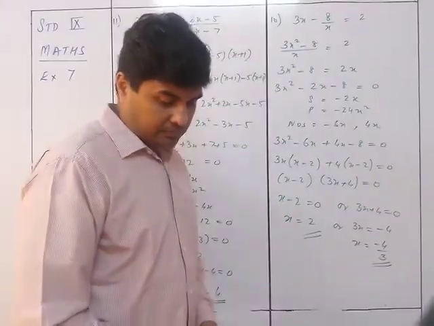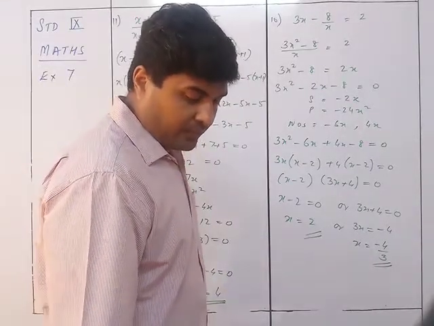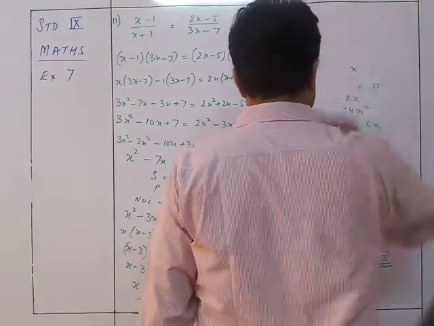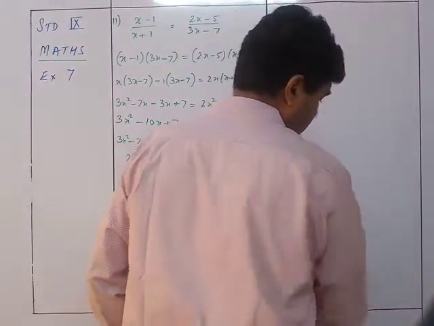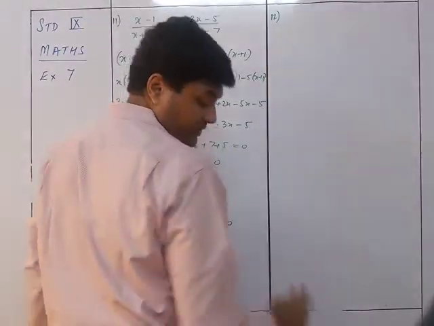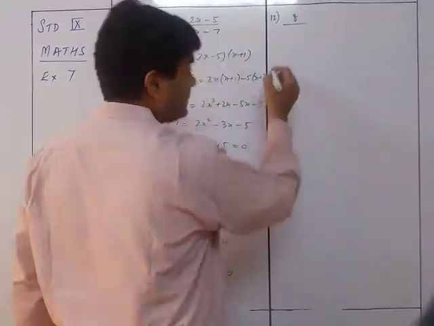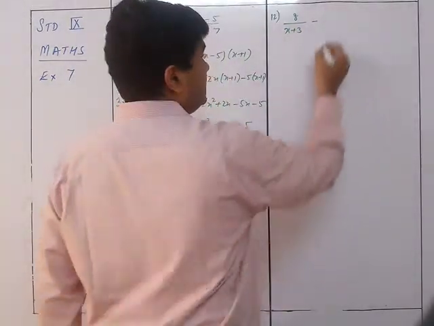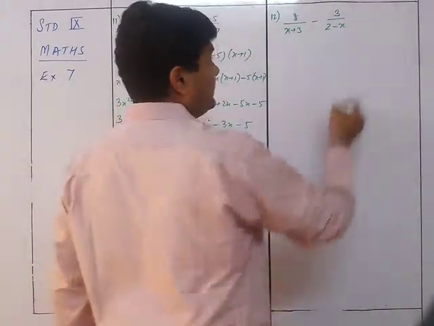Clear? We now move on to sum number 12. Sum number 12 is 8 upon x plus 3 minus 3 upon 2 minus x is equal to 2.